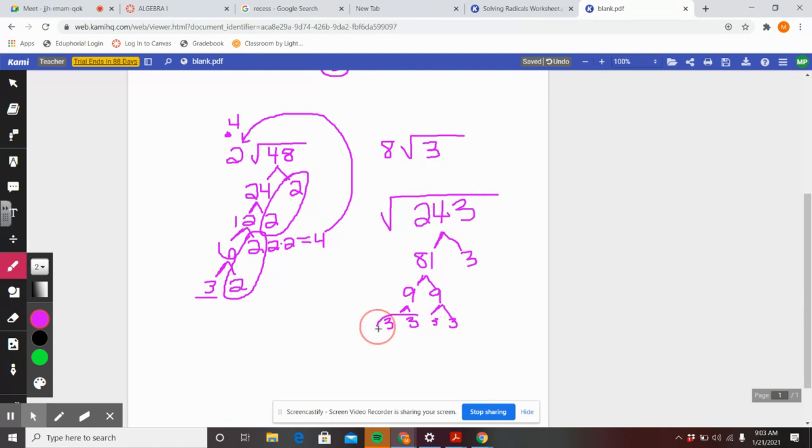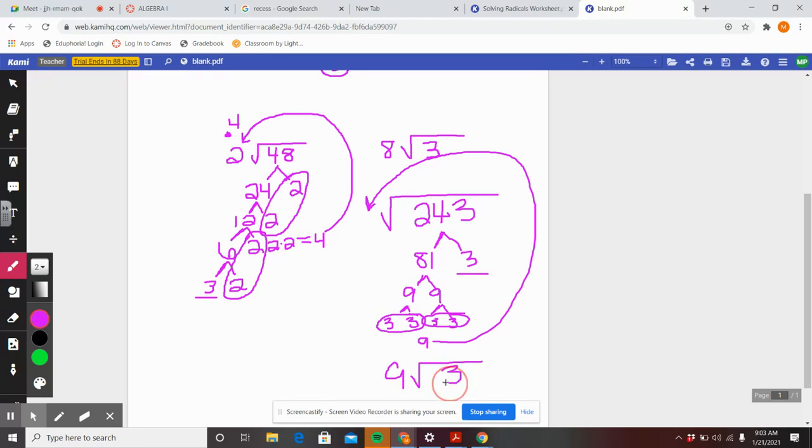So I have one group of 3. I have 2 groups of 3. So 3 times 3 is 9. So a 9 comes out, goes to the front. And what do you have left inside? 3.